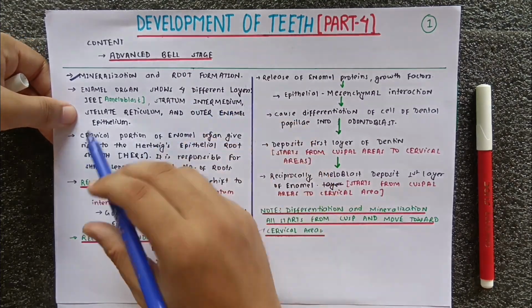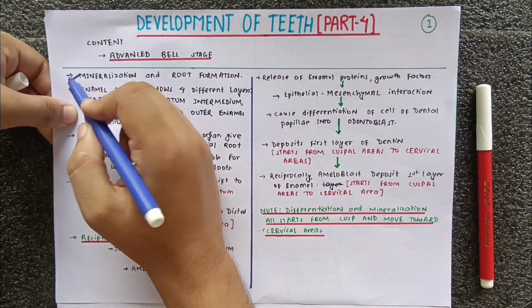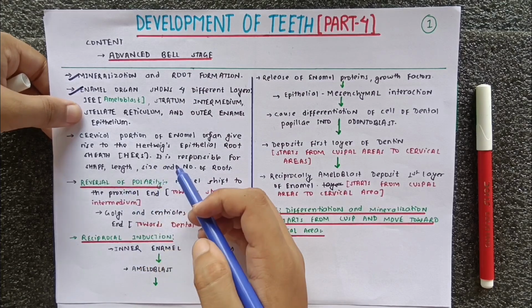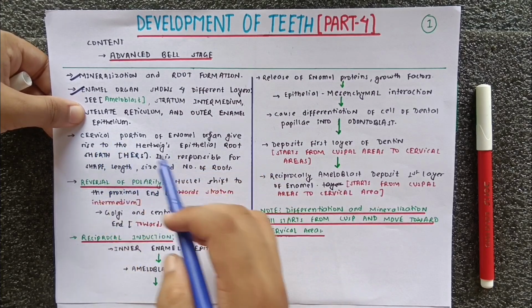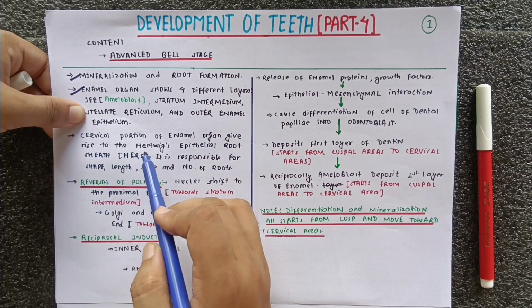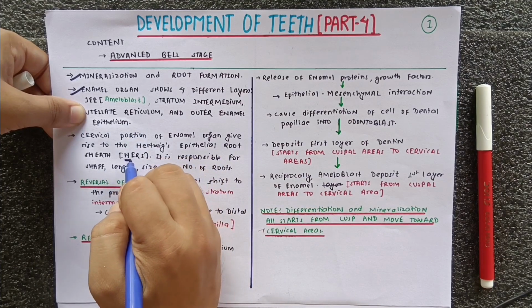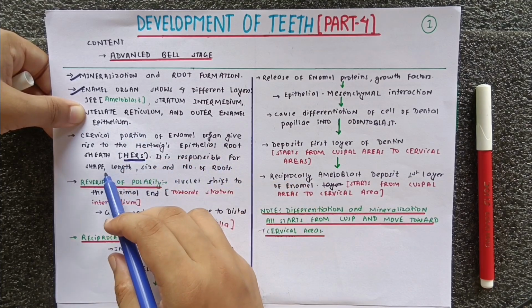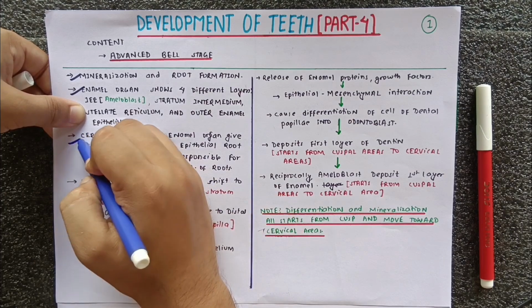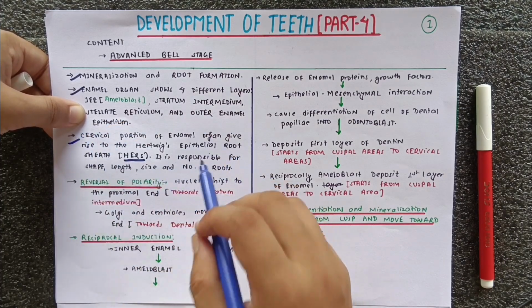I think you have remembered all those points. In the next point, as I have written here, the cervical portion of the enamel organ gives rise to the Hertwig's epithelial root sheath, called HERS. It is responsible for the shape, length, size, and number of the roots. This is one of the most important points here.